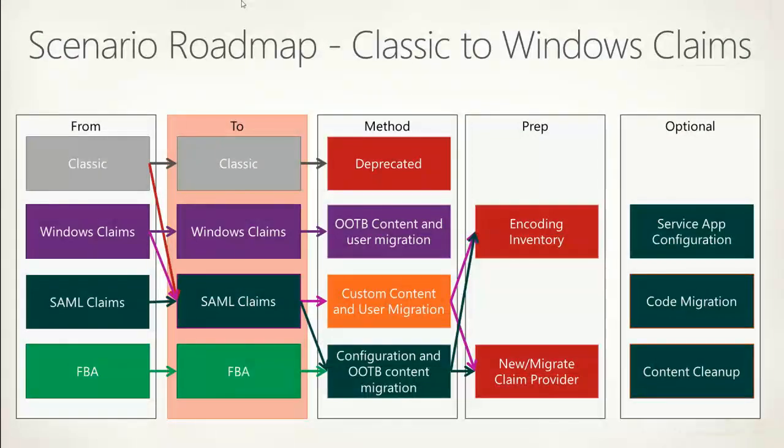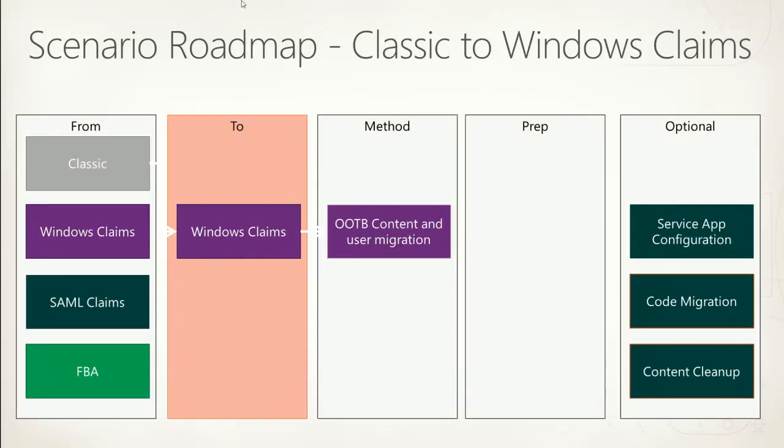All right, coming back. That was the first scenario. Second scenario, Windows claims to Windows claims. If you have a 2010 site and your 2010 web app is configured for Windows claims, how do I then take that over and bring that over to SharePoint 2013? Actually, my arrow's incorrect. I apologize. I'm going from classic SharePoint 2010, and I'm moving to Windows claims in SharePoint 2013. So classic to Windows claims. Classic in 2010 to Windows claims in SharePoint 2013. What does that look like?